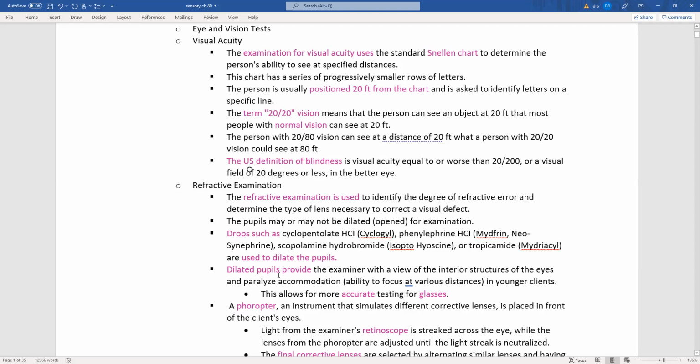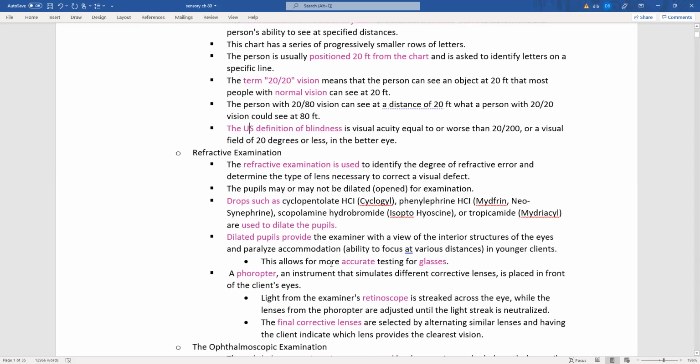So dilated pupils provide the examiner with a view of the interior structures of the eyes and paralyzed accommodation, the ability to focus at various distances. That's going to be in younger clients, okay? So dilated pupils provide the examiner with a view of the inside structure of the eyes and paralyzed accommodation in younger clients. This allows for more accurate testing for glasses.